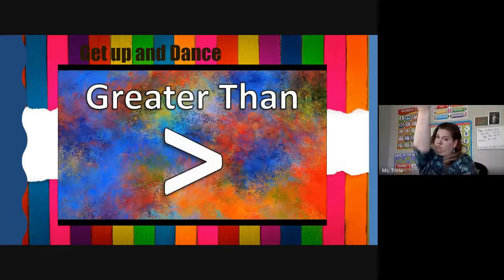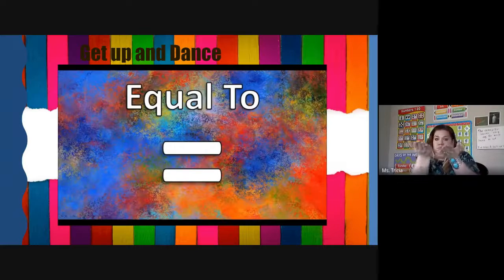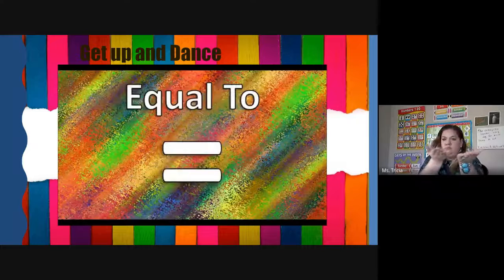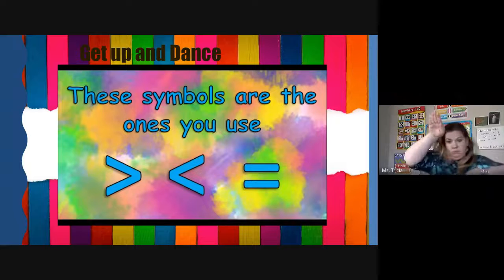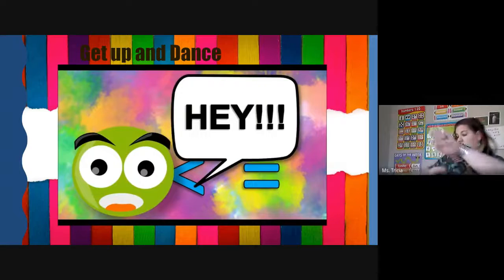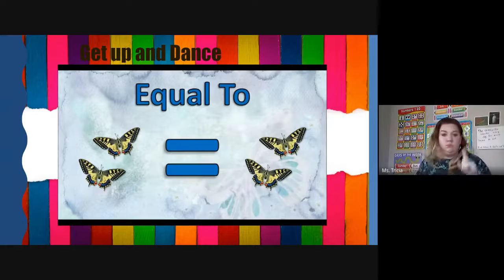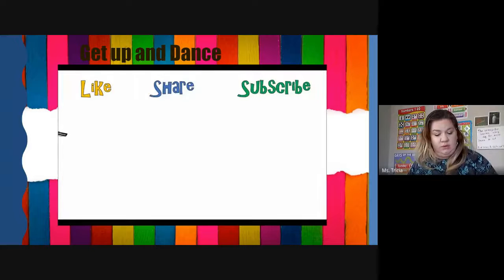Greater than, less than, equal to. Greater than, less than, equal to. These symbols are the words you use. Greater than, less than, and equal to. Greater than, less than, equal to. There we go. Now we know.